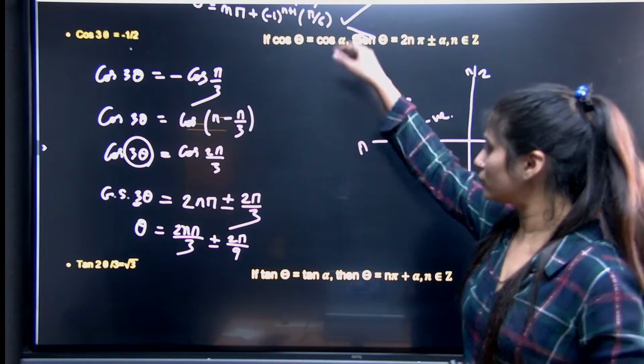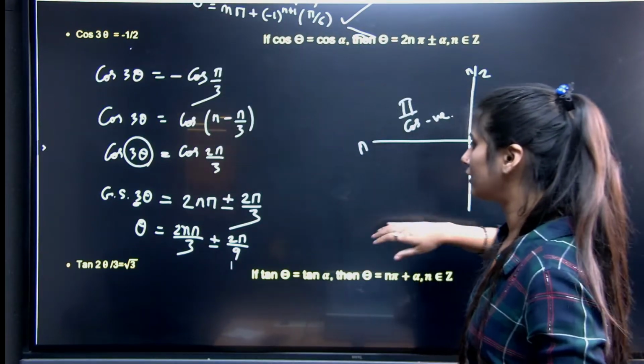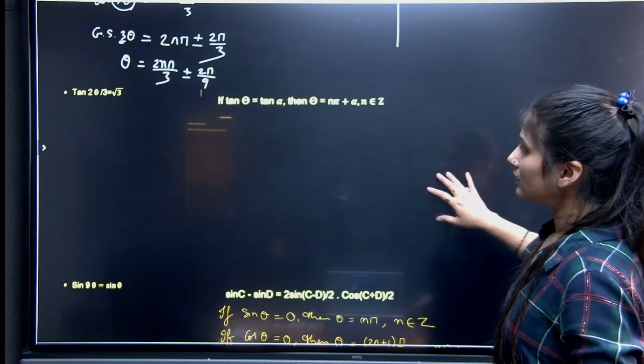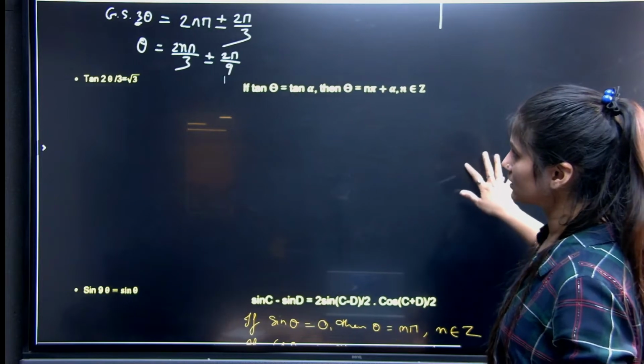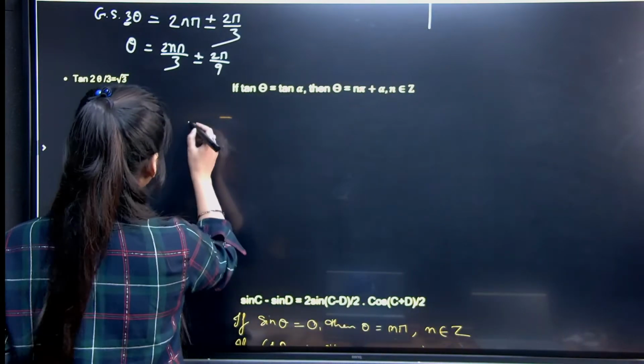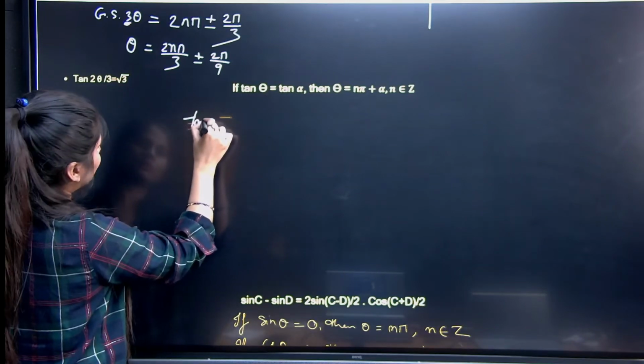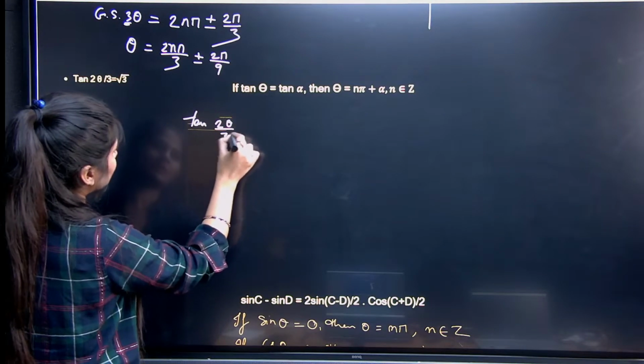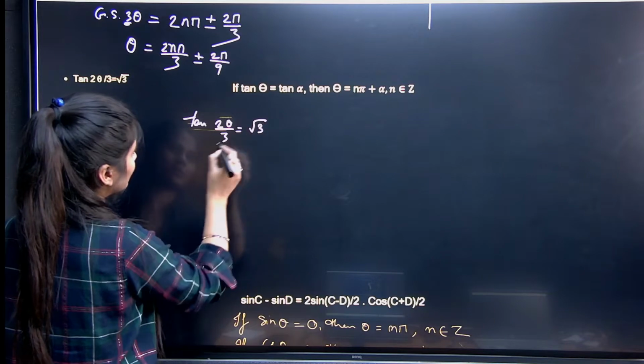Now moving on to the next question, that is tan 2 theta by 3 is equal to root 3. Okay, so it is tan 2 theta by 3 is equal to root 3.